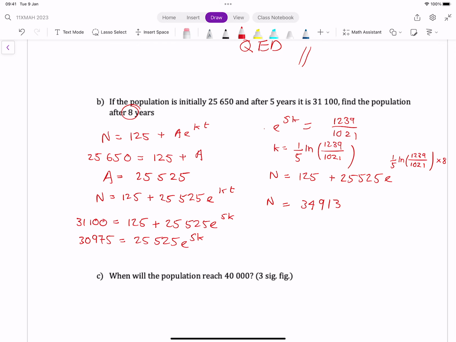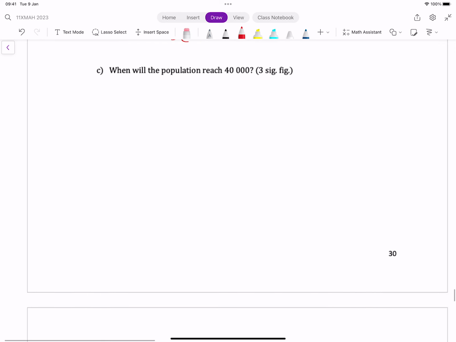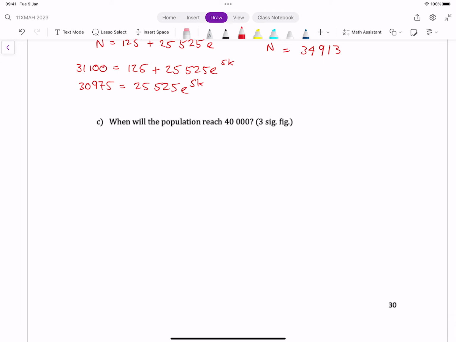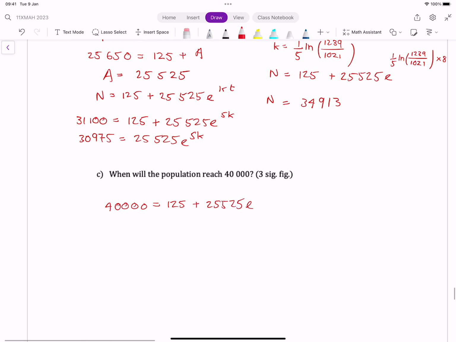All right, part C says, when will the population reach 40,000? All we have to do there is set 40,000 equal to my equation. So 40,000 equals 125 + 25,525e^(5k). Oh no, not 5k. We all know the value of k. It's 1/5 ln(1239/1021) times by time.